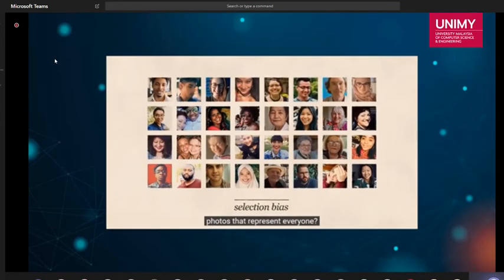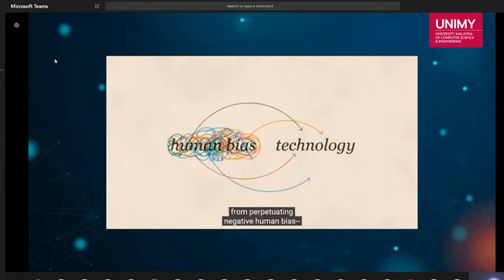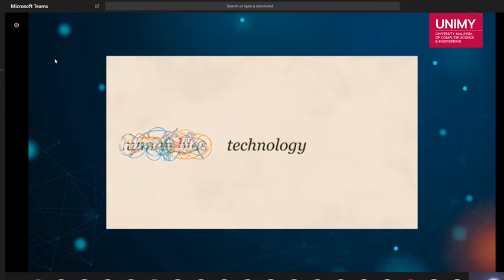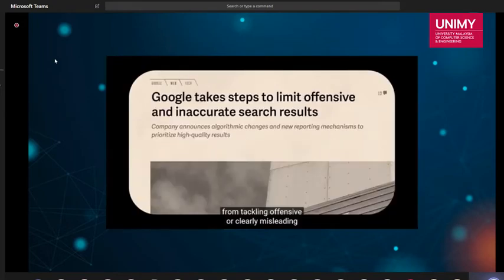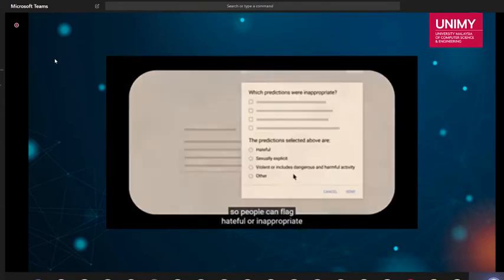Since some of our most advanced products use machine learning, we've been working to prevent that technology from perpetuating negative human bias. From tackling offensive or clearly misleading information from appearing at the top of your search results page, to adding a feedback tool on the search bar so people can flag hateful or inappropriate autocomplete suggestions.